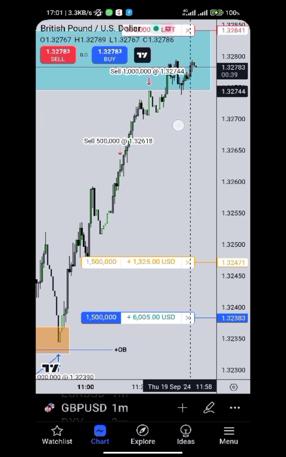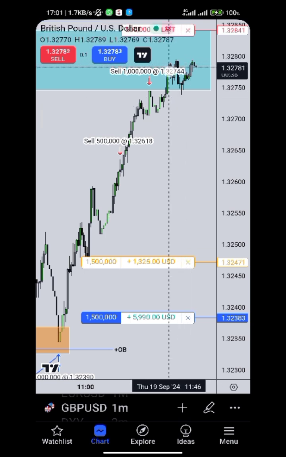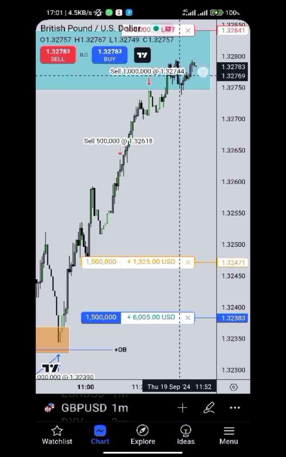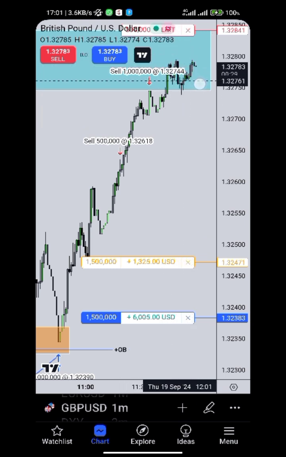Still, price has not yet closed above this consequent encroachment, you can see. That's an indicative sign of underlying weakness. Until bodies start to close above here, it might want to fall lower.